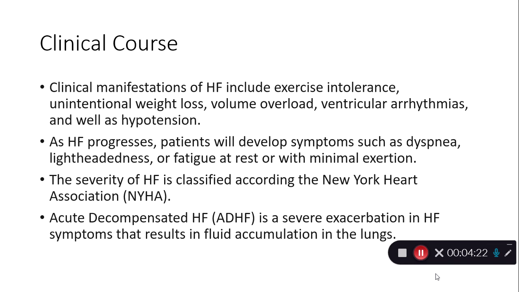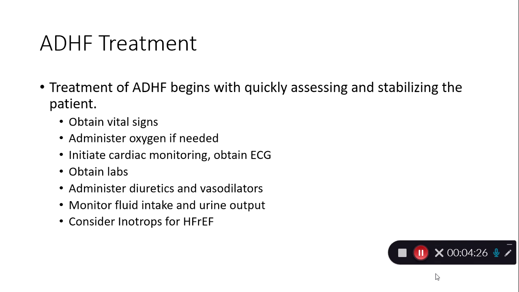Acute decompensated heart failure is a severe exacerbation in heart failure that results in fluid accumulation in the lungs. The treatment of acute decompensated heart failure begins with quickly assessing and stabilizing the patient. Begin with obtaining vital signs, measuring oxygen status, administering oxygen if needed, initiate cardiac monitoring, obtain an ECG, get labs, administer diuretics and vasodilators promptly, monitor fluid intake and urine output, and consider inotropes for those with HFrEF.